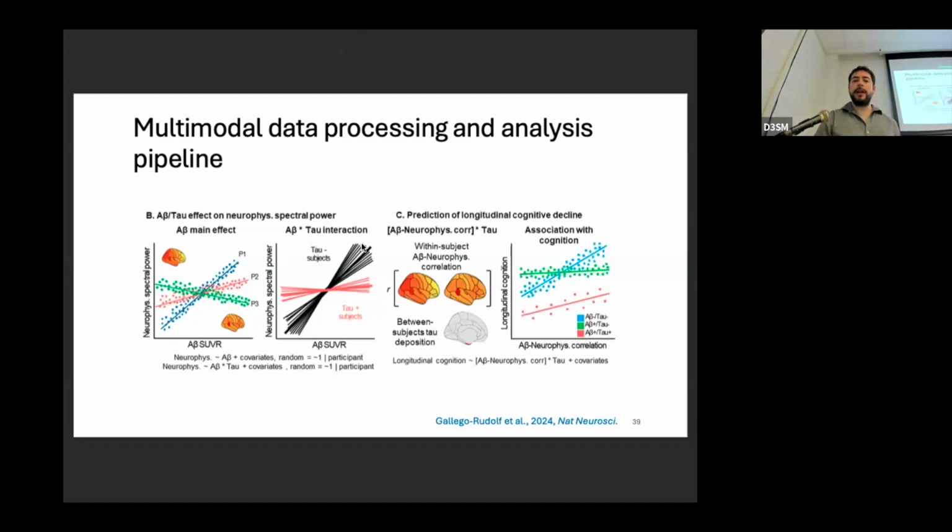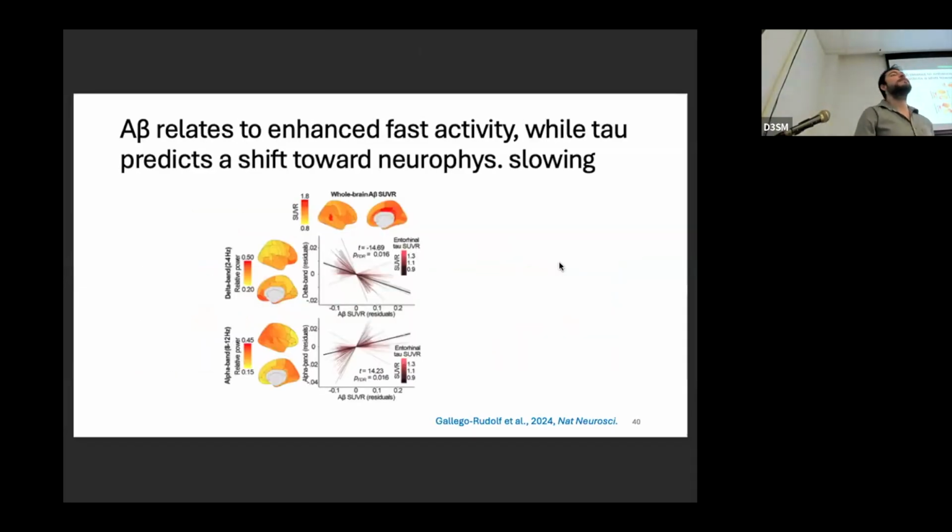And for the subsequent analysis, we try to assess whether these changes in neurophysiology associated with amyloid, but also with tau, are related to longitudinal cognition. So we take this within-subject association of the amyloid deposition and the neurophysiological changes, and we incorporate tau again as an interactive term, and we try to predict the longitudinal cognitive slopes based on this state of the pathology of the participants. Yes? Question.